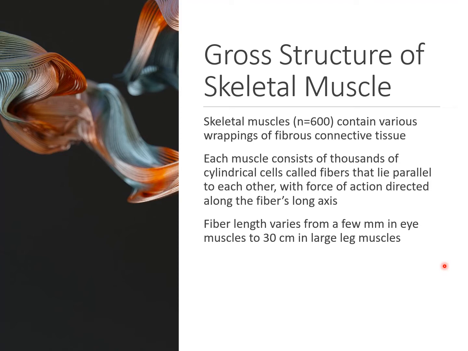Now what this means is essentially it's a pulley system. So if you have something at the end of the pulley and you want to pull it up, that long axis, or that string that's pulling that pulley upwards, is going to be that long axis of the fiber. Fiber lengths can vary from a few millimeters in the eye to 30 centimeters in large leg muscles like we just talked about.